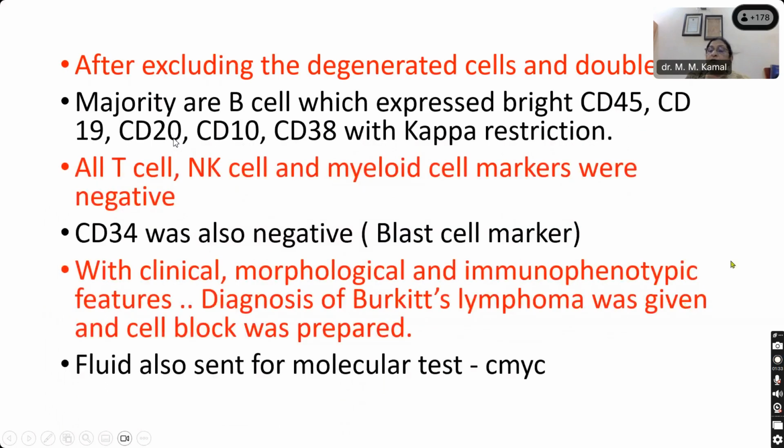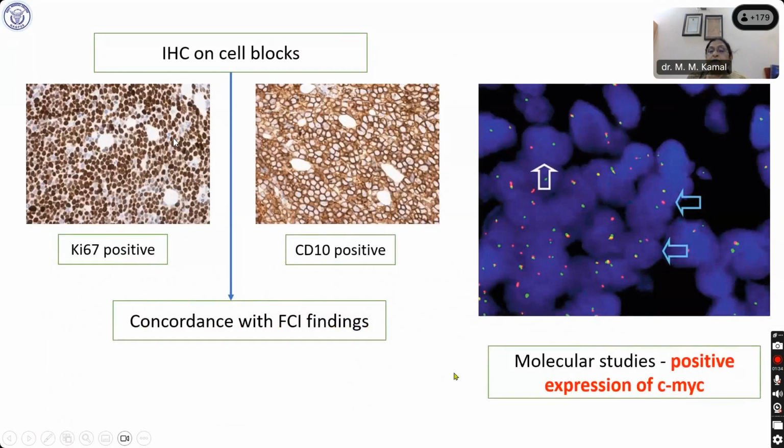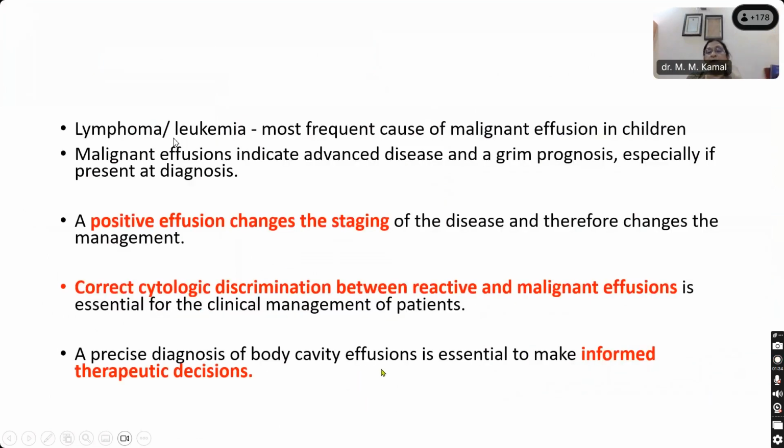This case has been contributed to me by one of my colleagues, Dr. Purnima Kodate. She's a very good flow cytometry faculty. And then they finally used this fluid even for molecular testing for CMYC. And then it turned out to be a Burkitt's lymphoma. All these markers were positive on IHC on the cell block, and there was concordance with the flow cytometry findings, and it turned out to be a Burkitt's lymphoma.